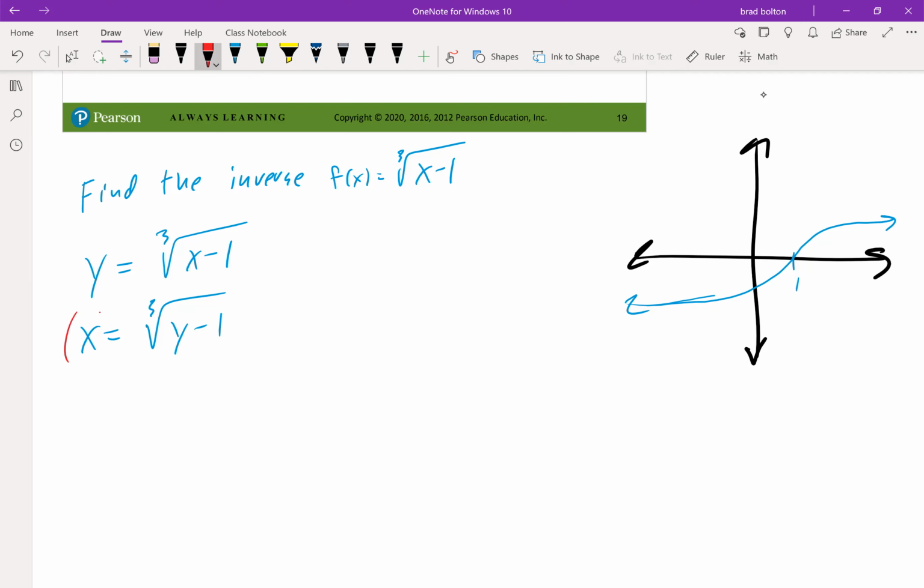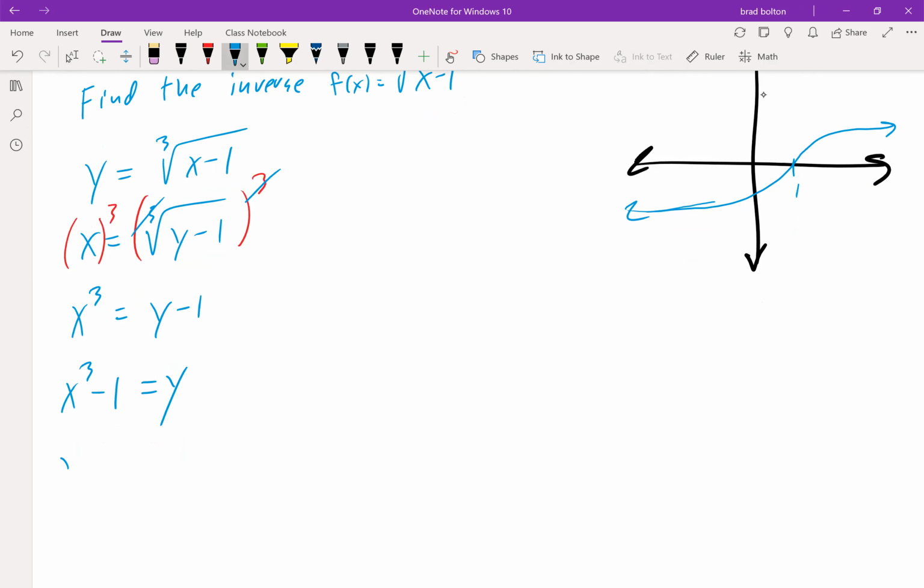So I am going to cube both sides. So this will become x cubed equals y minus 1. Remember, these kind of cancel in a way. They're inverse operations of each other. So then we solve for y. So we have x cubed minus 1 equals y. Then the last step says call y f inverse, and we have x cubed minus 1.